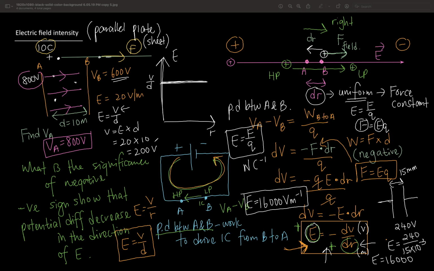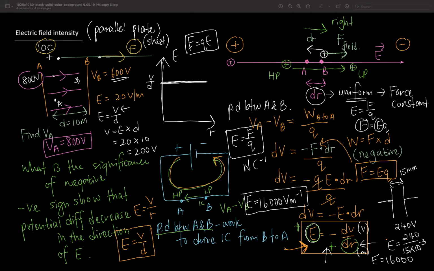Uniform field gives you constant force. If non-uniform field, the force acting changes. If the field is non-uniform, then at point A and point B, here may be greater force, here may be smaller force. So if it's the same, then the force is the same. Our formula for the force is F equals QE.